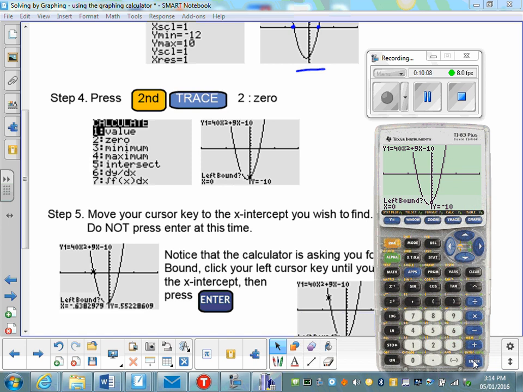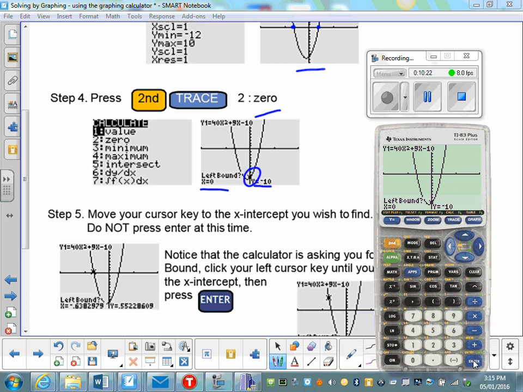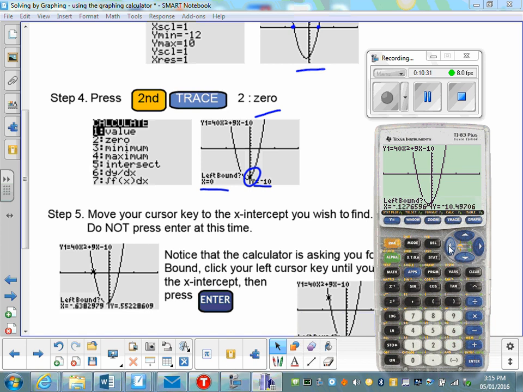Okay, so you can see my equation for my parabola is here, and then it says something about left bound, x equals 0, y equals -10. What I'm going to do now is, you can see the flashing point on my graph at that point. I'm going to move that so that it is to the left. Well, let's move it up to where that x-intercept is on the left. So I'm going to move it up to about there. And the calculator is going to help us narrow down where the x-intercept is there.